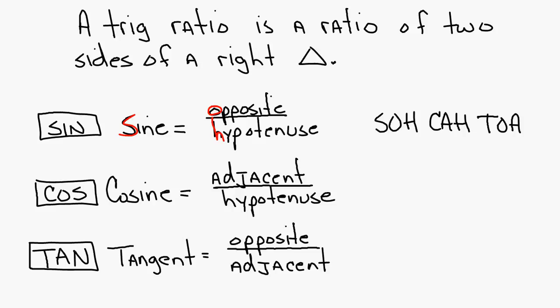CAH in the middle is the acronym for cosine is equal to adjacent over hypotenuse. And TOA represents tangent being equal to opposite side over adjacent side.